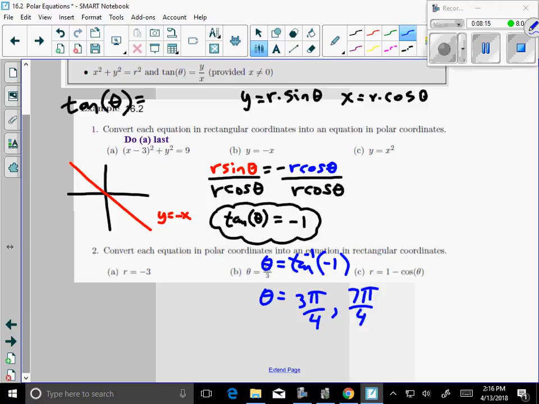So let's pick an r value. I don't care what it is. Somebody pick a positive number. 3. Okay, ready? Here we go. 1, 2, 3. Rotate. Ready? Rotate 3 pi over 4. I'm on that line.